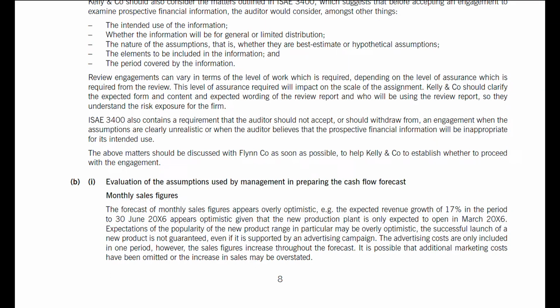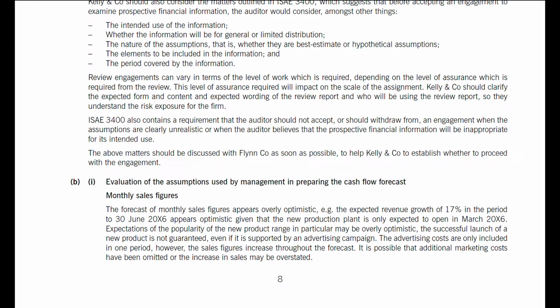This is the revision for Advanced Audit and Assurance exam. And this is question 2, part B. Evaluation of assumptions used by management in preparing the cash flow forecast.